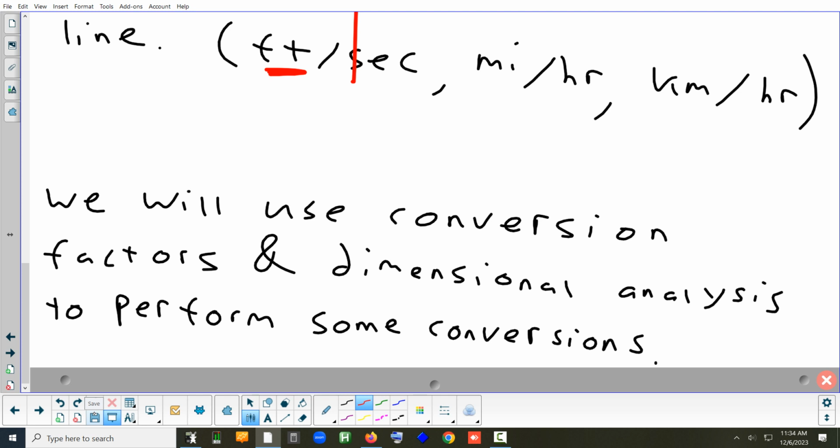Some conversion factors that I would expect you to know, say for a test: how many inches in a foot, how many feet in a yard, how many feet in a mile, how many seconds in a minute, how many minutes in an hour, hours in a day, days in a standard year. That's pretty much it. I wouldn't ask you to know something like how many millimeters in a mile. Who knows that? It's a weird conversion. But all the ones I just said are ones you need to know.